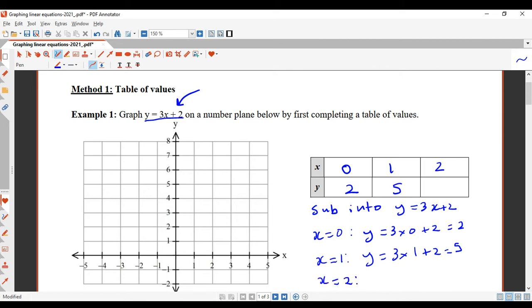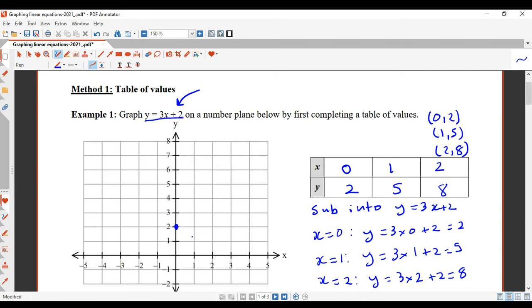X equals 2, and then I'm going to get y equals 3 times 2 plus 2, which is equal to 8. Okay, so I've got 3 points I'm going to plot. 0, 2 is my first point, then 1, 5 is my second point, and then 2, 8 is my third point. So let's do that over here.